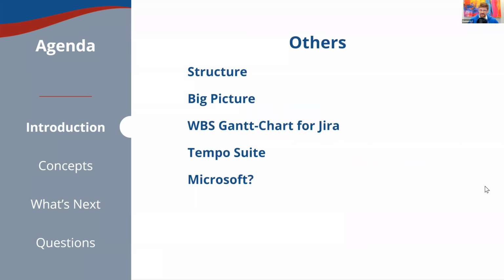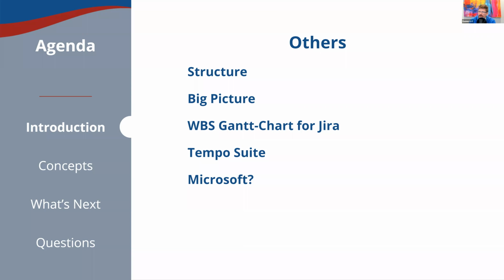All right, in addition to those Atlassian provided tools, there's a number of other tools within the Atlassian ecosystem that I'm sure you guys might have heard of. Structure plus Structure Gantt, Big Picture, WBS Gantt chart for Jira, Tempo Suite, and then we also have Microsoft on here for a very good reason, which we'll cover in a minute. Each of these, for some reason or another, is not necessarily what we would recommend for portfolio management within the Atlassian ecosystem. However, they all serve their purposes and work for some companies better than others.